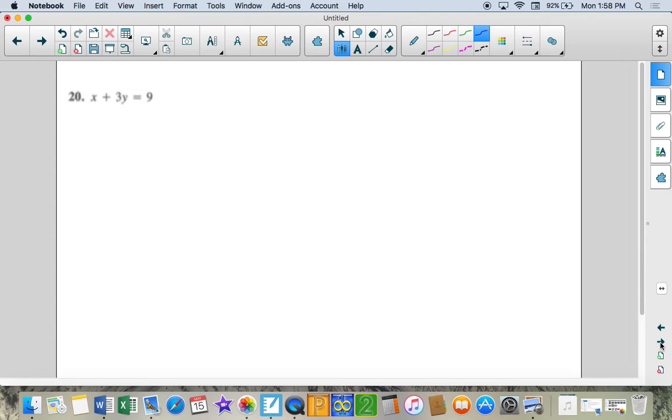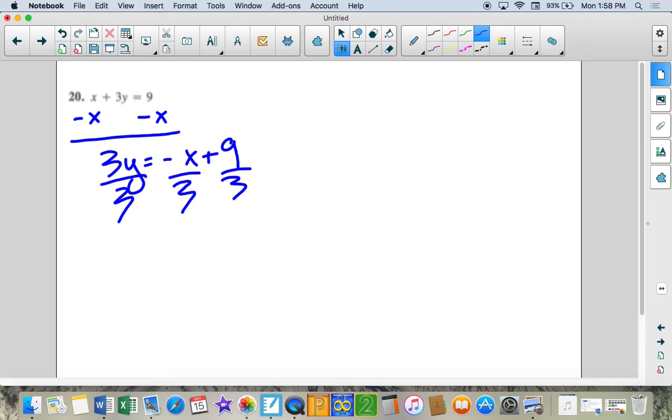We're trying to get y by itself. We're going to get rid of the x being added to it. We're left with 3y equals negative x plus 9. We want the variable to come first. This time we'll show that we divide each one by 3. We get y equals, you can do this.